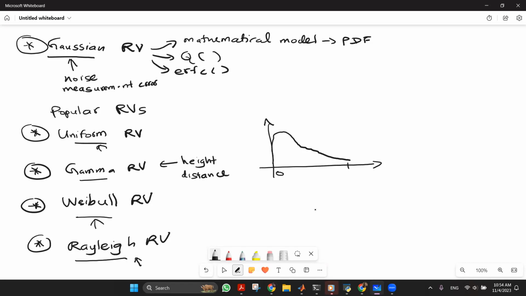The Weibull distribution is also a positive only distribution, and it is also used for variables such as, as I said before, sensor failures and likewise. So these are some practical applications of these random variables. Random variables are widely used in wireless communication and other applications as well.